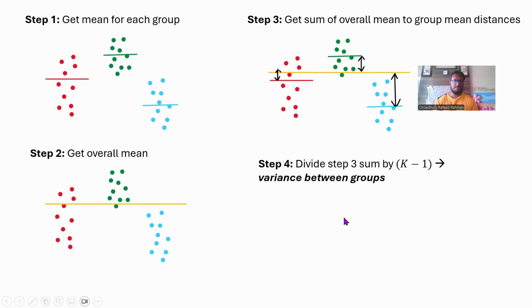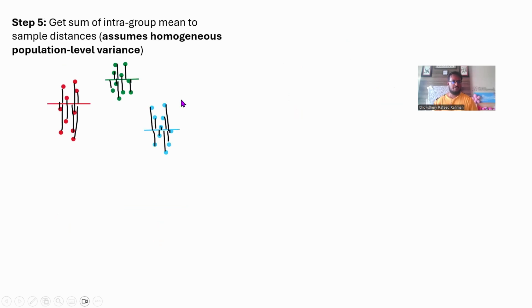So next step is step 5. Step 5 is to get sum of intra-group mean to sample distances. So you can see that these are the group means, and we can take the distance of each group mean to all the corresponding points. And we can sum all these black lines up. So if we sum all these black lines up, we are going to get the step 5 distance measure.